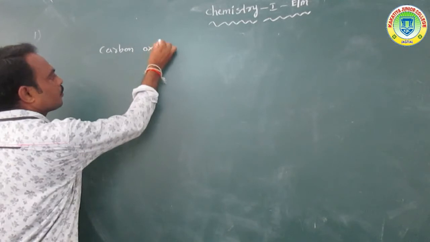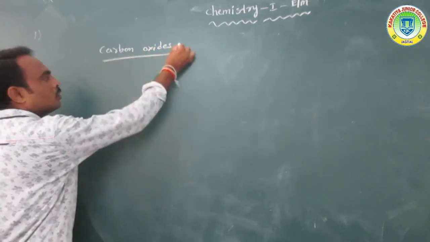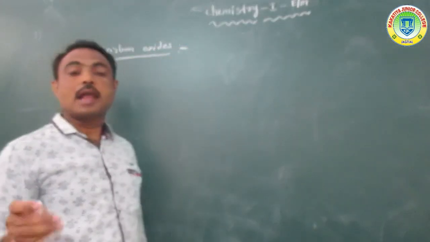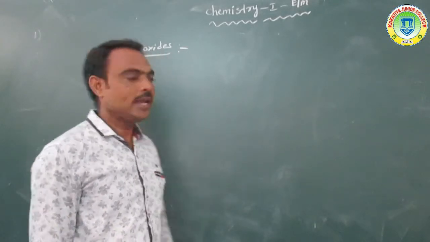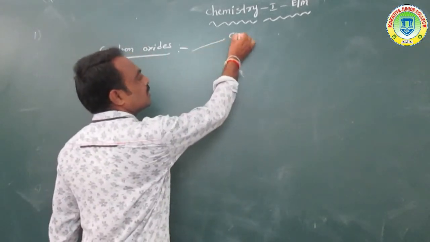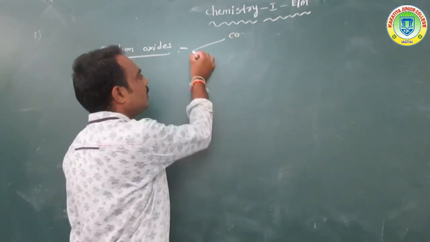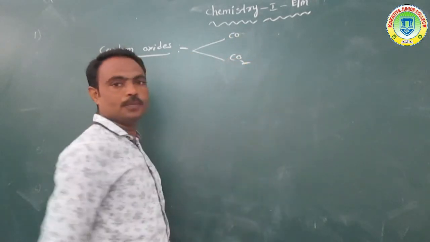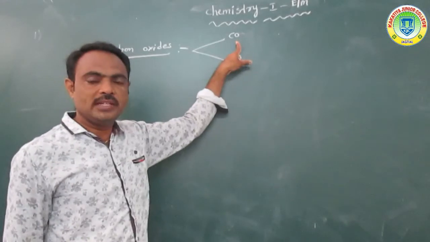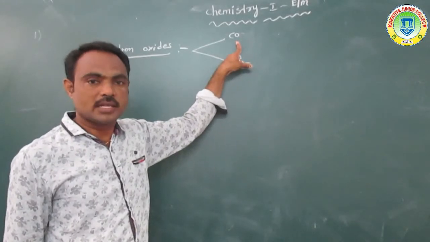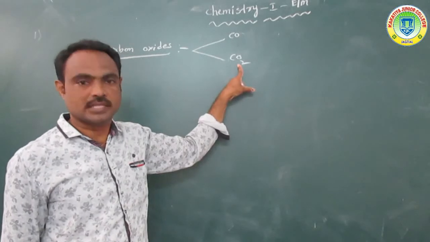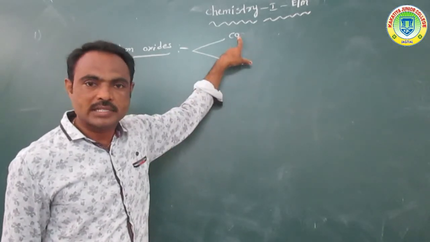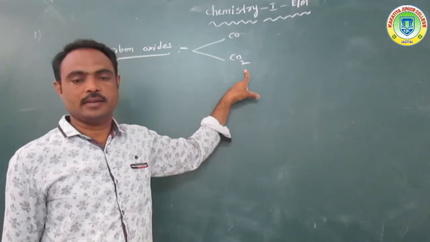Carbon oxides. Overall, carbon forms two types of oxides. Number one, CO, and second, CO2. CO means carbon monoxide, CO2 means carbon dioxide. Okay, it is monoxide, it is dioxide.